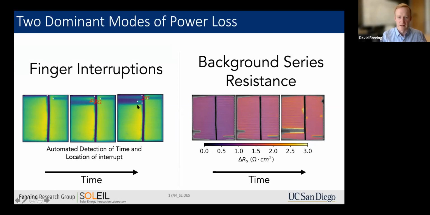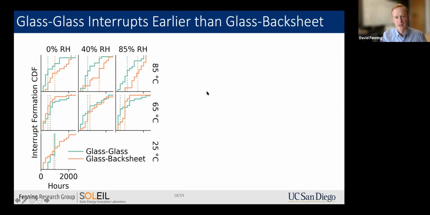So I'll break down the following discussion to analyzing the effects leading to finger interruptions and the severity between glass and glass backsheet, and then move to background series resistance. So the first conclusion was that we saw glass mini modules showing finger interrupts earlier than glass backsheet. So these are cumulative distribution functions on the time of interrupt formation across the temperature and relative humidity range.